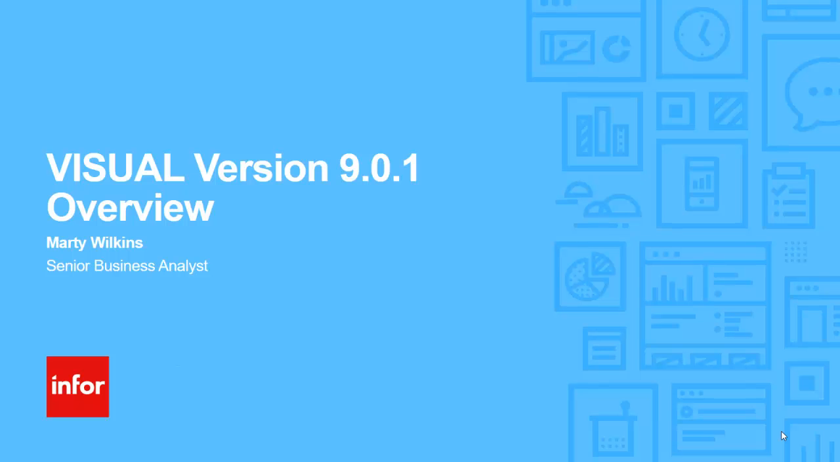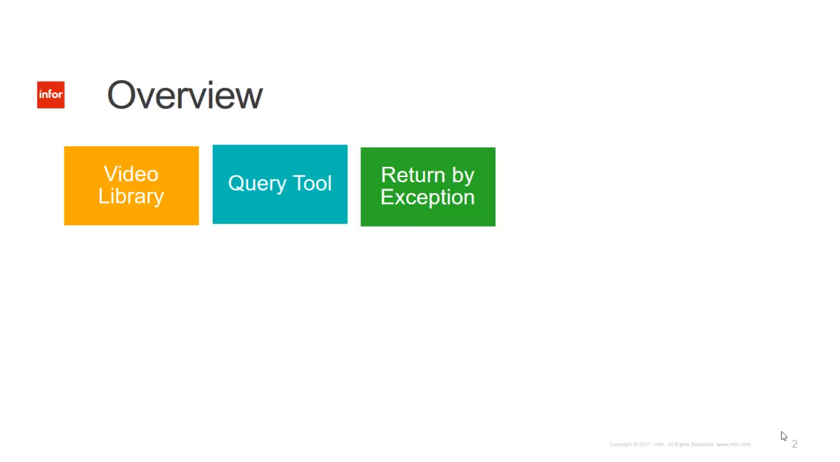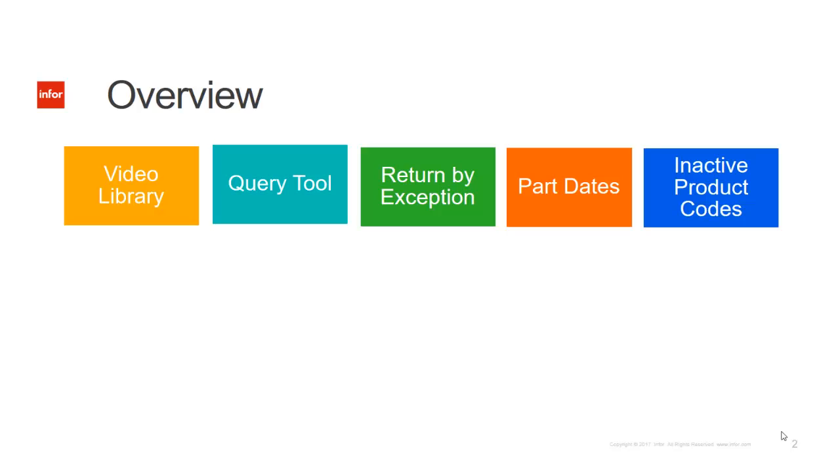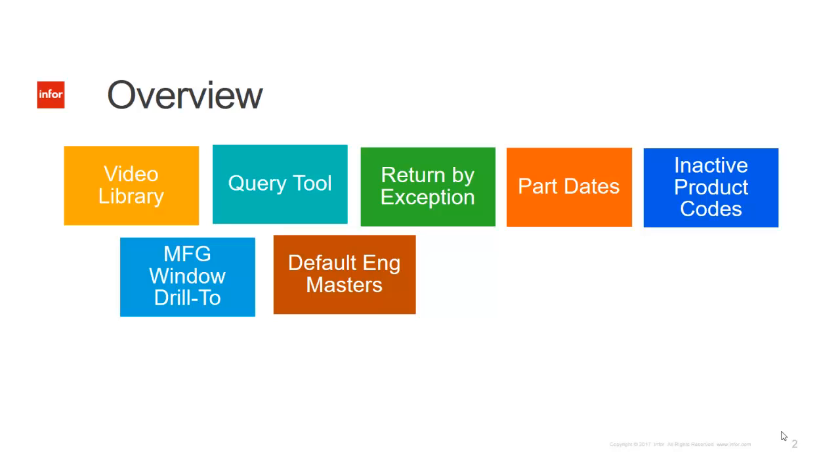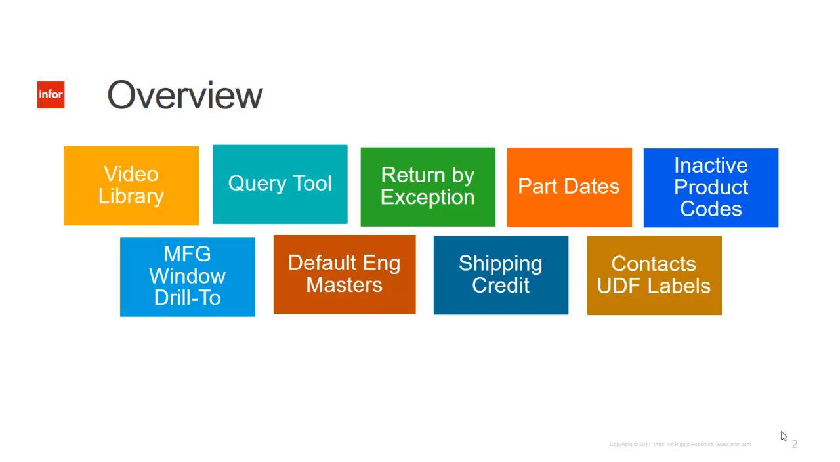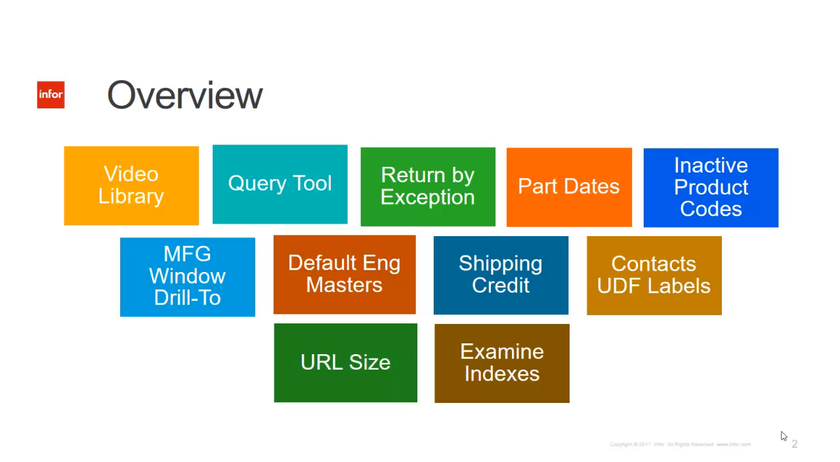In this session, we will cover an overview for version 9.01. We will begin our overview with the video library, followed by the query tool. Return by exception has been added. We'll also look at enhancements for part dates, inactive product codes. In manufacturing, we'll look at more drill tools, the default engineering master. In shipping, there will be a credit limit review. Contacts will now have user-defined labels. The URL sizes have increased. And finally, we can review the Examine Indexes utility.